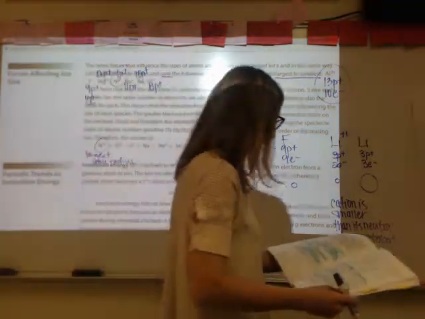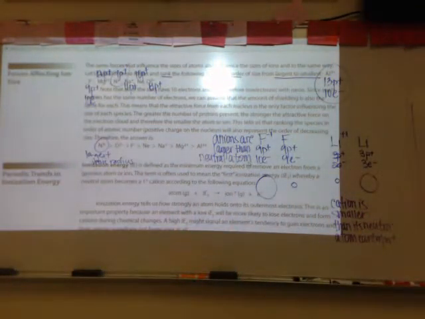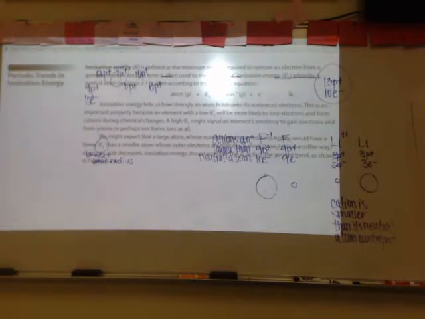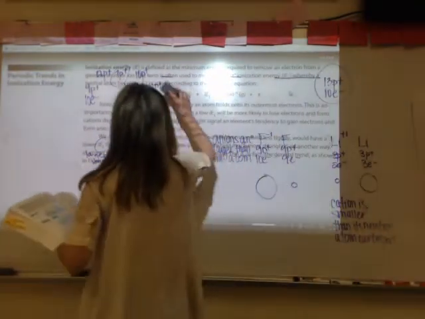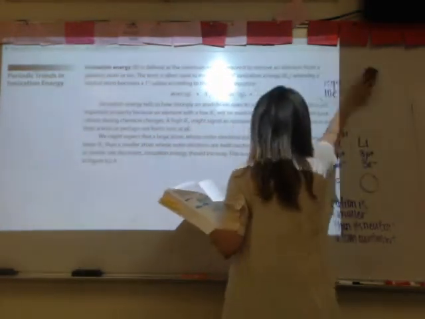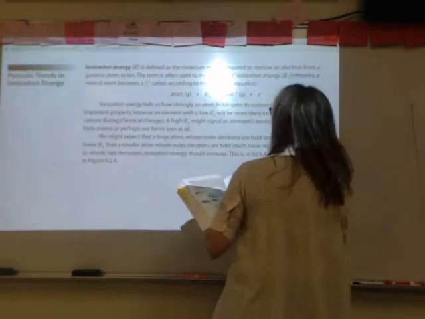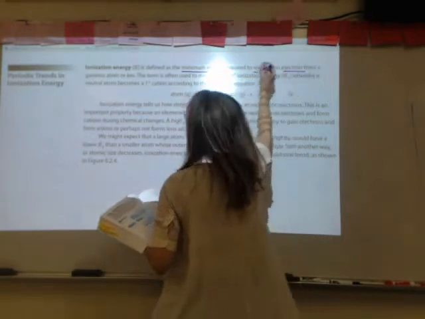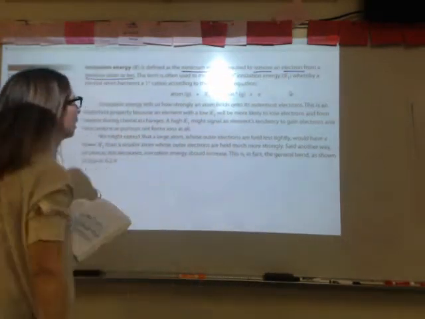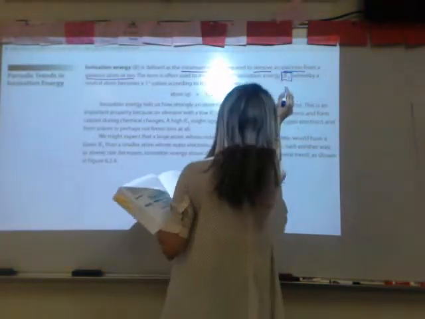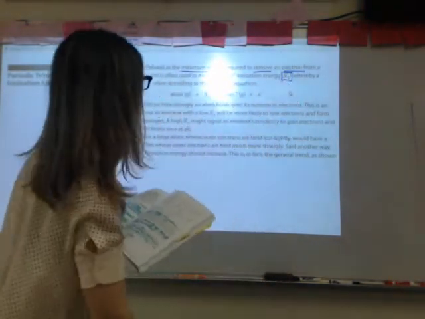Okay, now that we're done with atomic radius, we can move on to ionization energy. Ionization energy is abbreviated with a capital I, capital E, and it is defined as the minimum energy required to remove an electron from a gaseous atom or ion. The term is often used to mean the first ionization energy. You'll see a little tiny subscript 1 after IE.